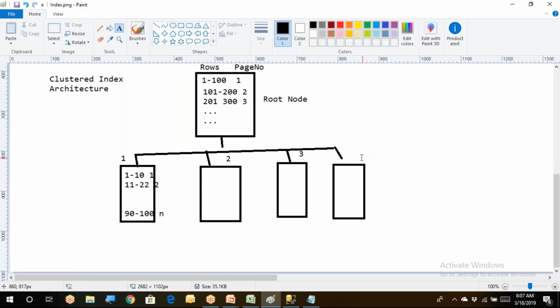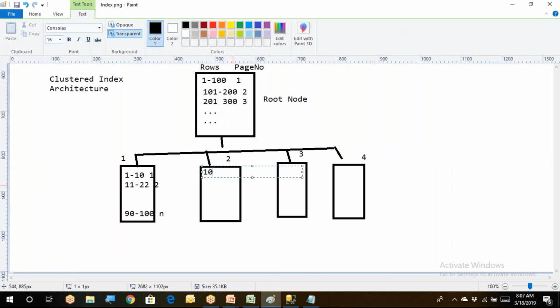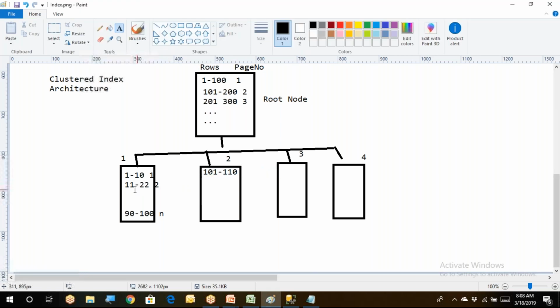Okay, page number 3, page number 4, something like this. Now in the second page it has to start with 101, rows 1 to 10, 110. So this is available in some page number 34, something like this. The data will be available there. So there is a row number 1 to 10, 11 to 20, and 21 to 30, something like this. You're going to be having the pages.